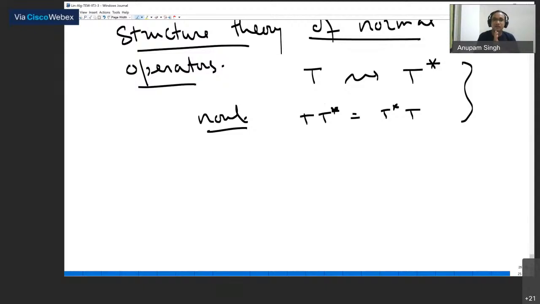This is what we will do tomorrow, in fact what is called the spectral theorem for normal operators. Spectral theorem means that you can mostly diagonalize it, and that is what gives us those theorems. Does anybody have any question?